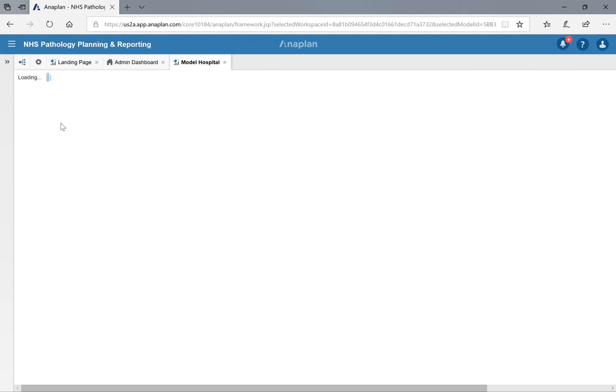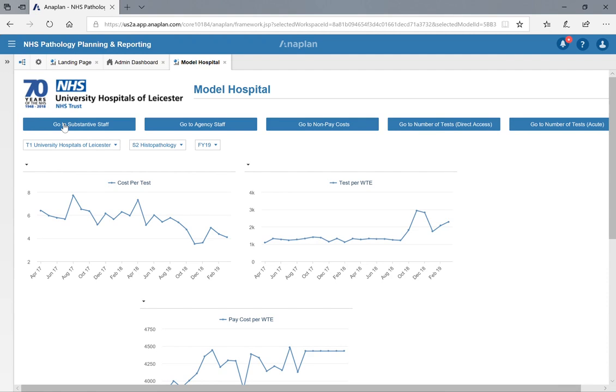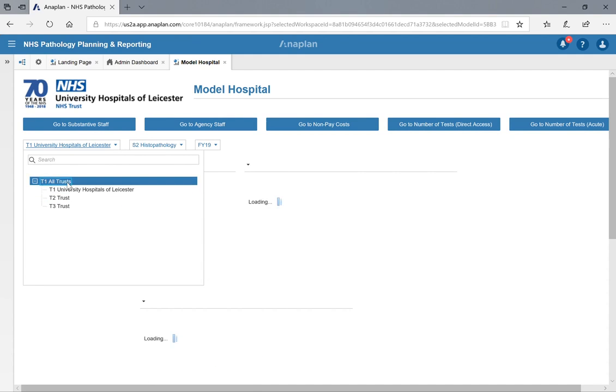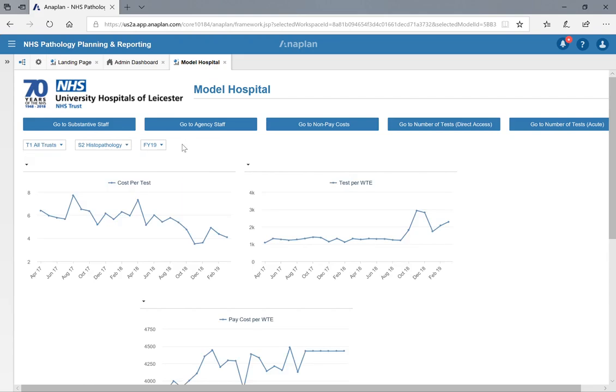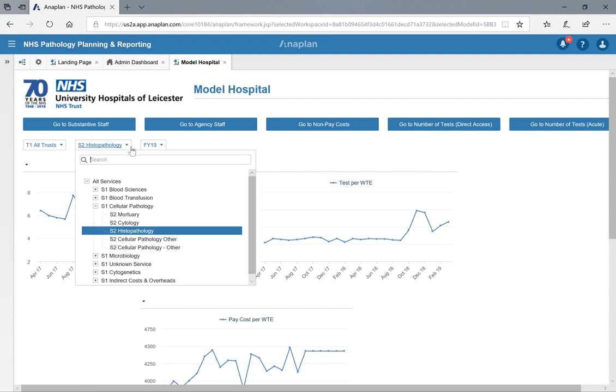The key performance indicators such as cost per test, test per WTE and pay cost per WTE are displayed by period for any or all of the trusts in the pathology network and for any or all services. Indirect costs and overheads are apportioned by pathology specialty according to activity volume.